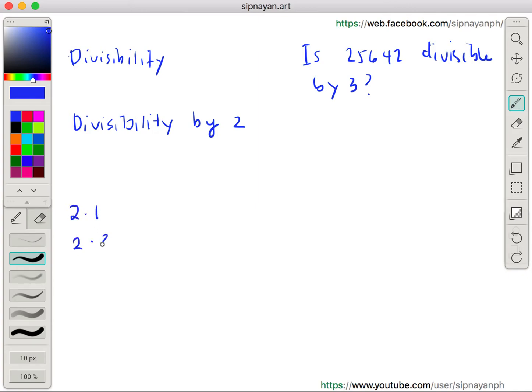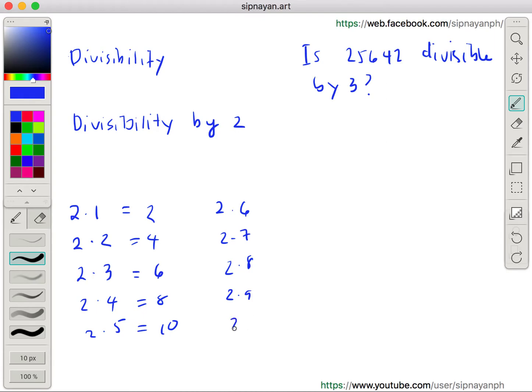So, 2 times 1, 2 times 2, 2 times 3, 2 times 4, 2 times 5. This is 2, this is 4, this is 6, this is 8, this is 10, no? What else? 2 times 6, 2 times 7, 2 times 8, 2 times 9, 2 times 10, and then 2 times 11, 2 times 12, 2 times 13, 2 times 14, 2 times 15.